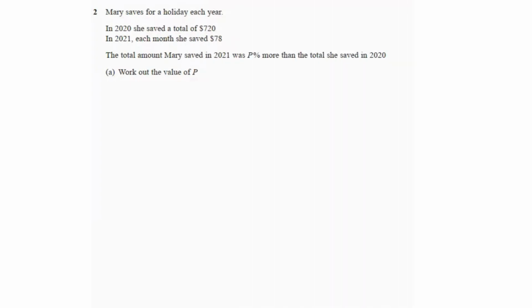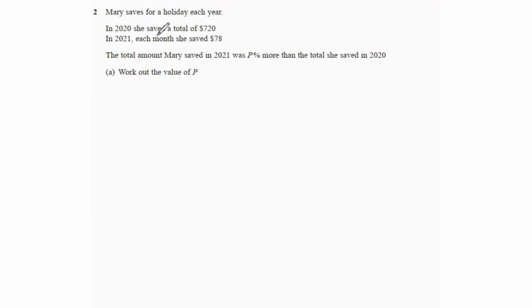Next question says that Mary saves for a holiday each year. In 2020, she saved a total of $720. In 2021, each month she saved $78. The total amount Mary saved in 2021 was P% more than the total she saved in 2020. We need to work out the value of P.